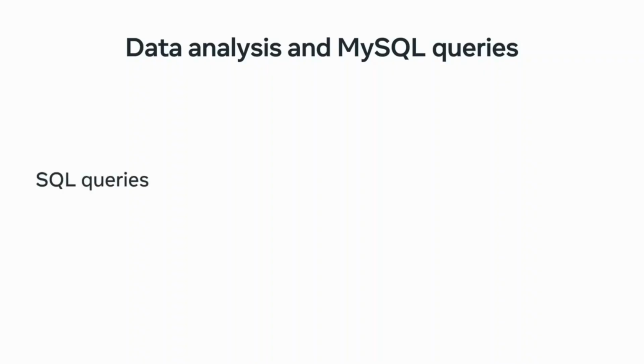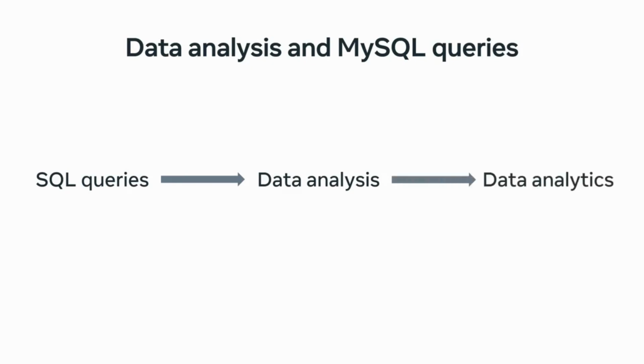So the basic process for performing data analysis in MySQL using SQL queries works as follows. You can extract the required data from your database using a wide range of one or more SQL queries. You can then use further SQL queries to present a description of the results of your data analysis. And you can then gain further insight from these initial results using data analytics. Let's explore an example of this process.